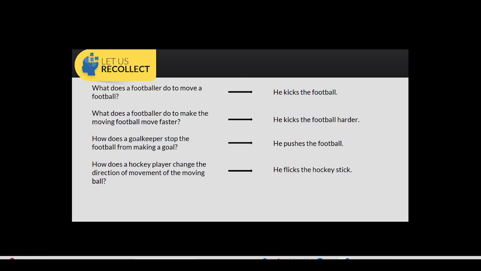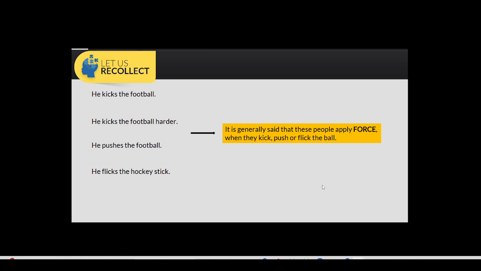So basically, like you said, we kick it, we throw it, we hit it. Flicking, kicking, pushing, all these things, basically, what we are doing here is we are applying force, right? These people are applying force when they are kicking the ball, pushing the ball, or flicking the ball.